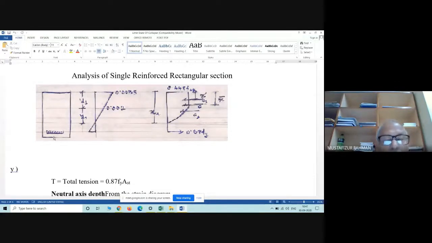Actually, those are the reinforcement. So only reinforcements are provided here. Now come to the next figure. This is the strain diagram. And the last one is the stress diagram.